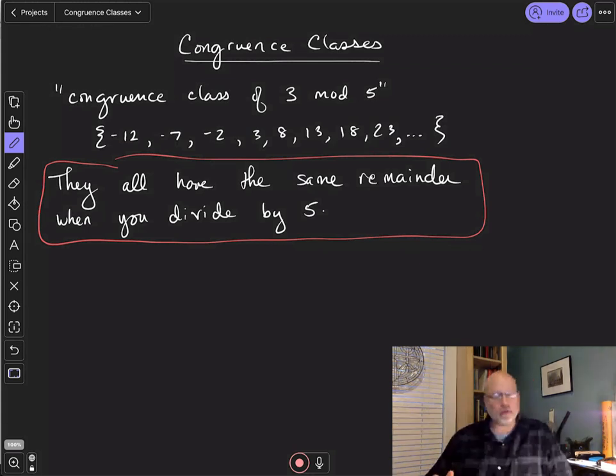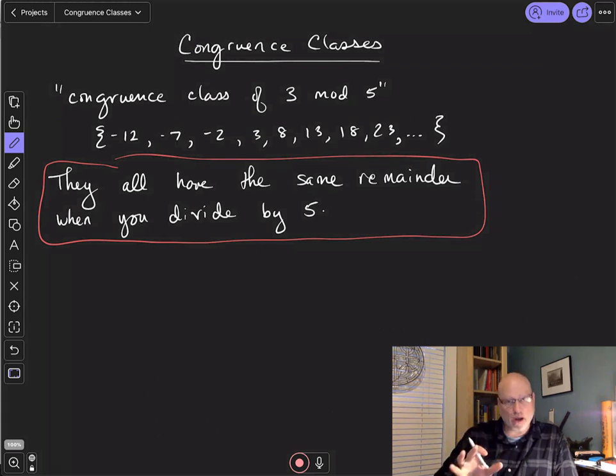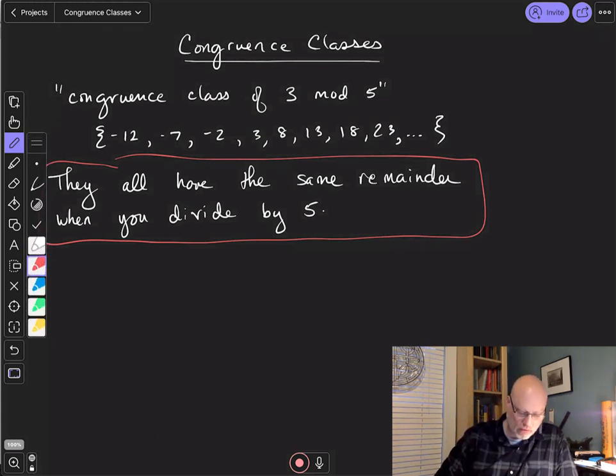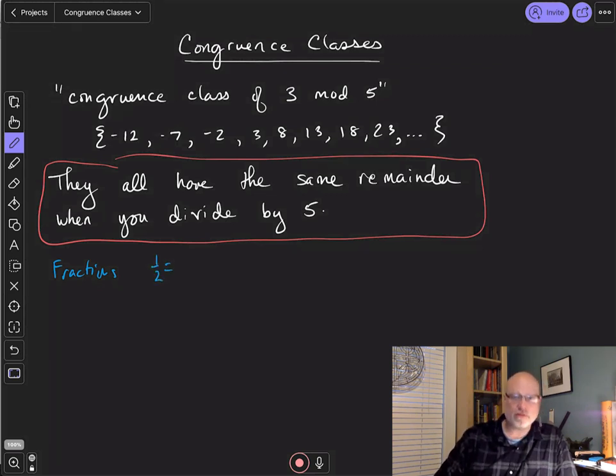If that doesn't quite make sense to you, there are a couple of ways we can think about this. One of them has to do with fractions. If I consider the fraction 1/2, we know that we can write 1/2 as 2/4, or as 3/6, or any number of different things.